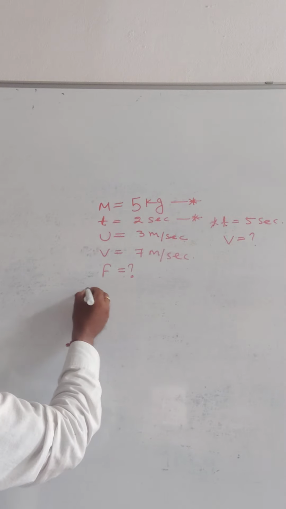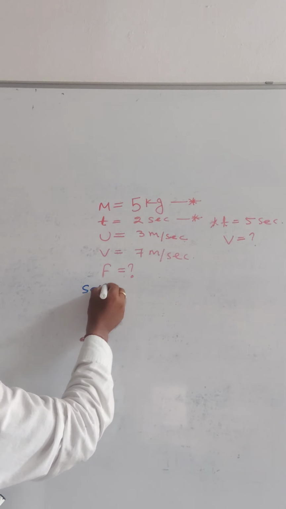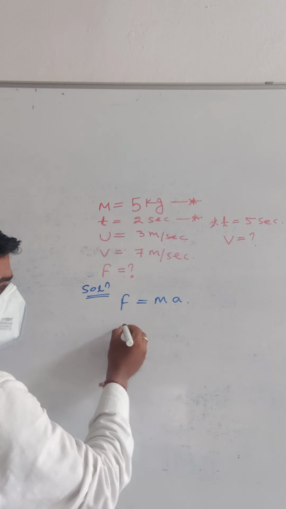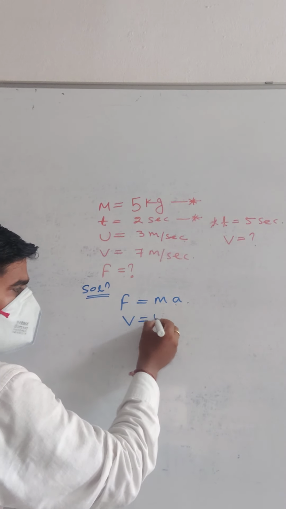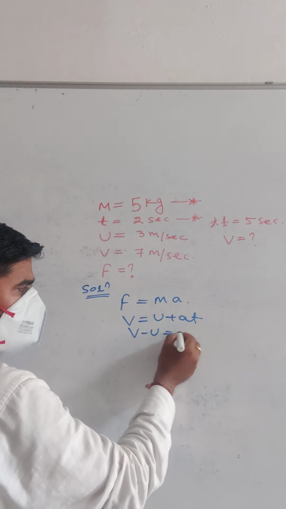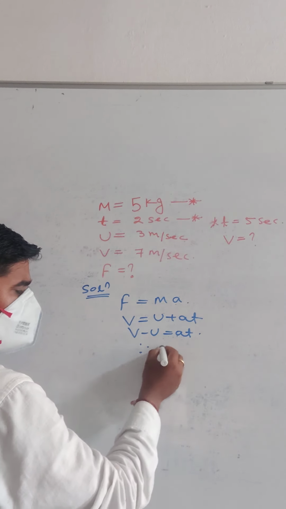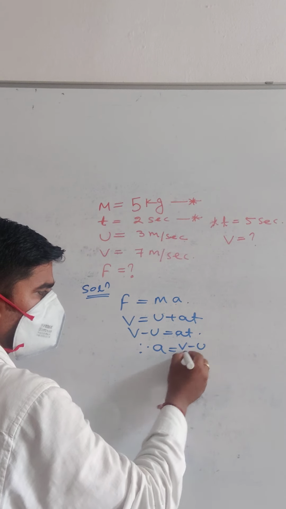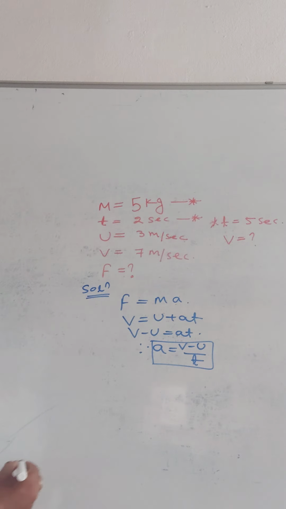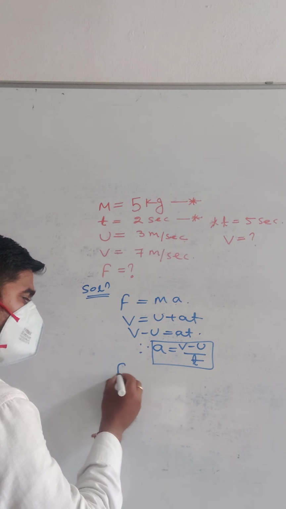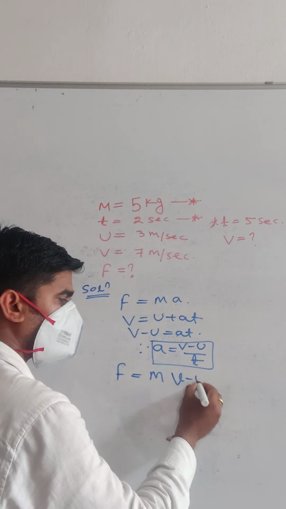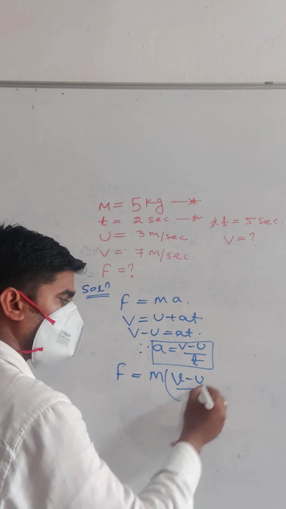We know that F equals ma, yes or no? And another formula, V equals U plus at. So you can write V minus U equals at, and simply you can write a equals V minus U upon t. Yes or no? Yes, sir. So simply you create a formula, F equals m into a. In place of a, we can write V minus U upon t. All are clear?